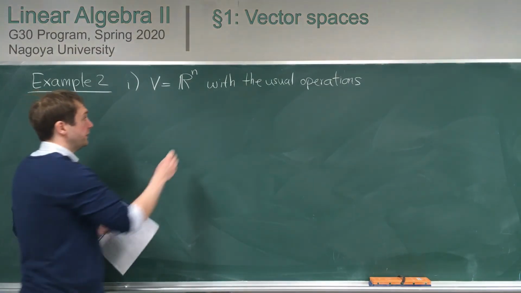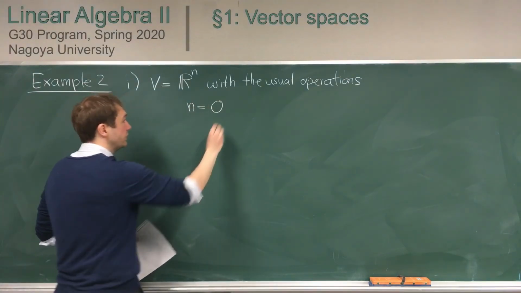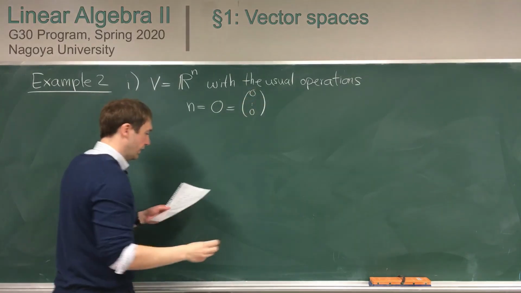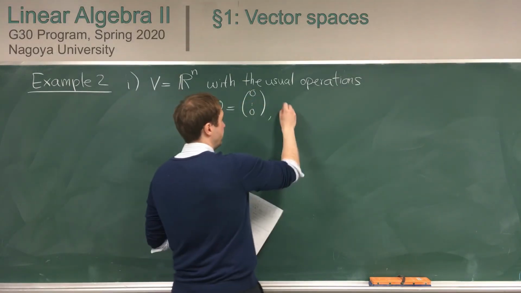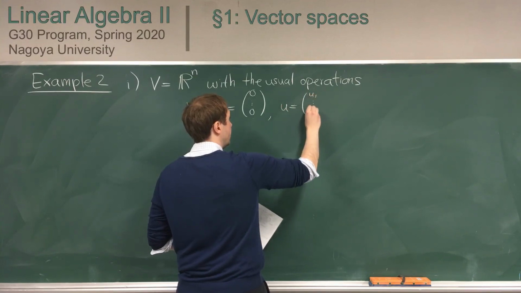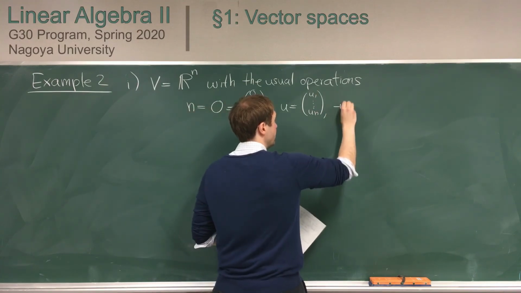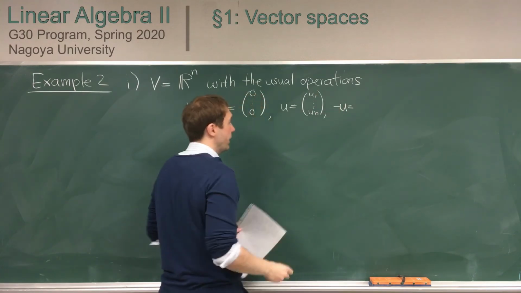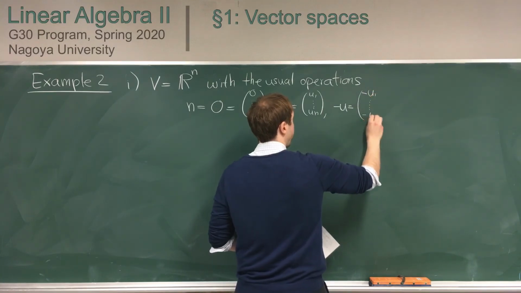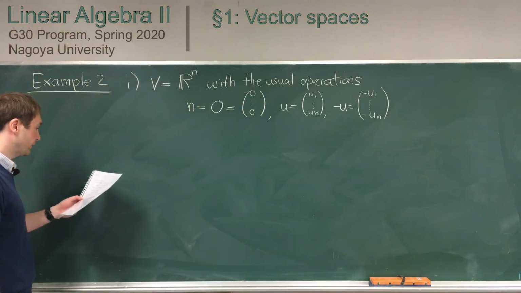And in this case, the identity element, which we call 0, is just given by the 0 vector. And if I have a u given by a vector u1 up to un, then the inverse of u, which we denote by minus u, is just, in each entry, the negative of these numbers.